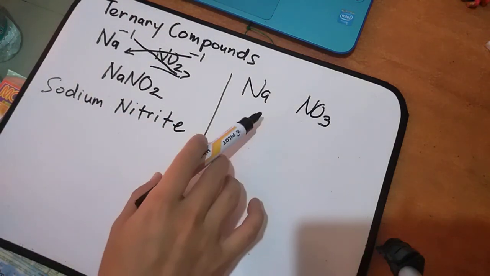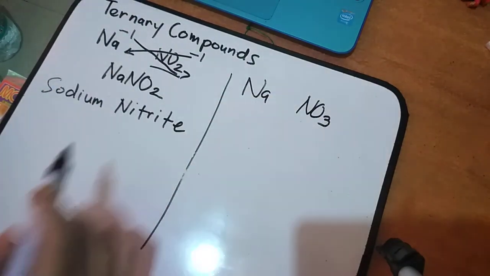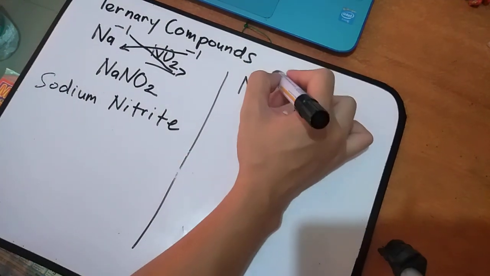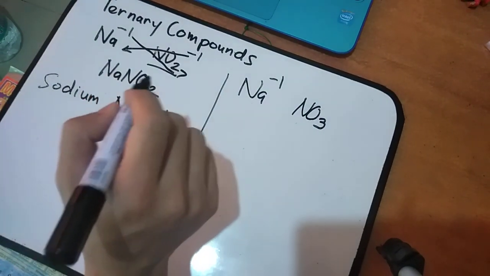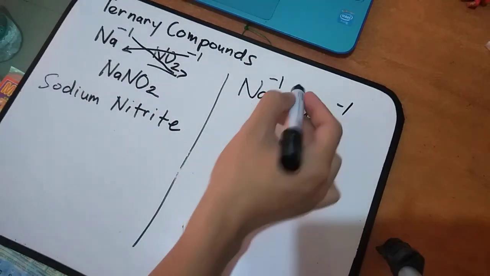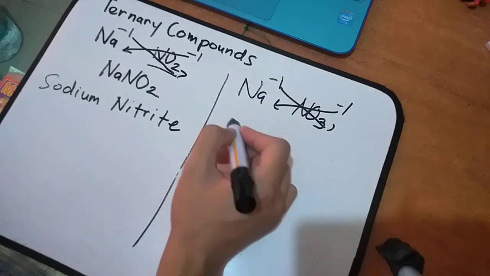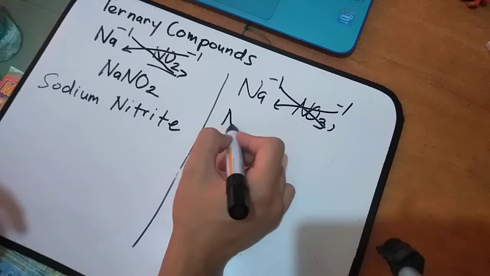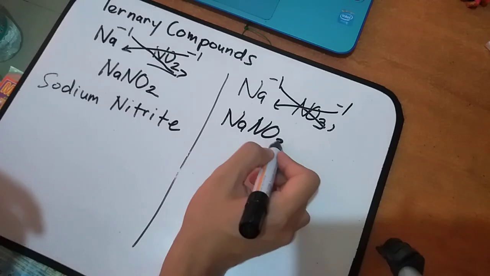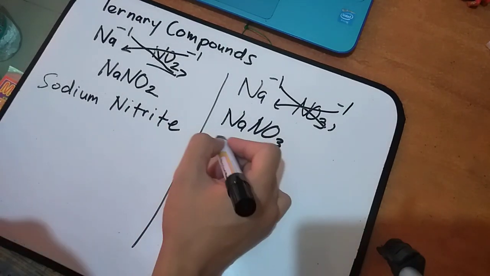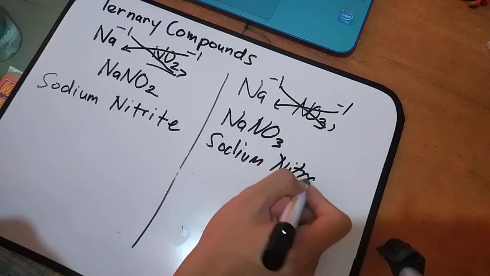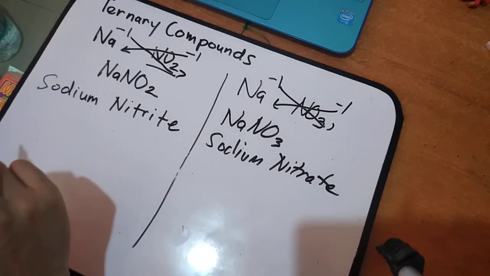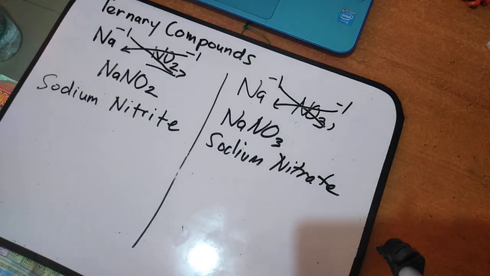Okay, so how about Na and NO3? Again, same step. Look at the charge. Na is negative 1. NO3's charge is negative 1 as well. Criss-cross. It would be NaNO3. So the name would be sodium nitrate. This is an example of a ternary compound. So let's try to see other examples.